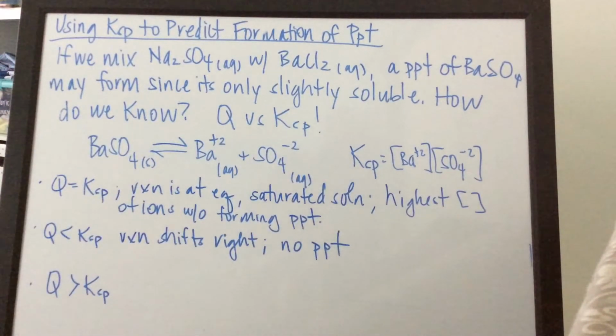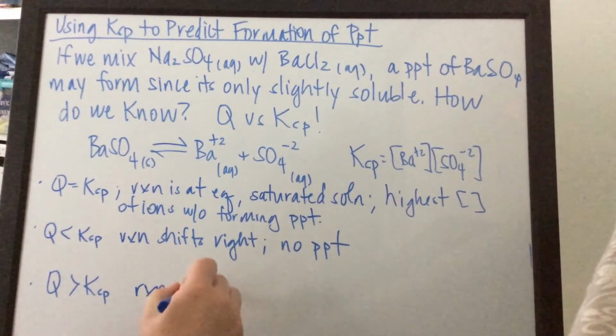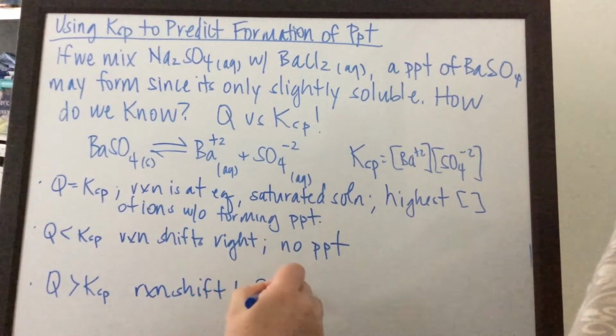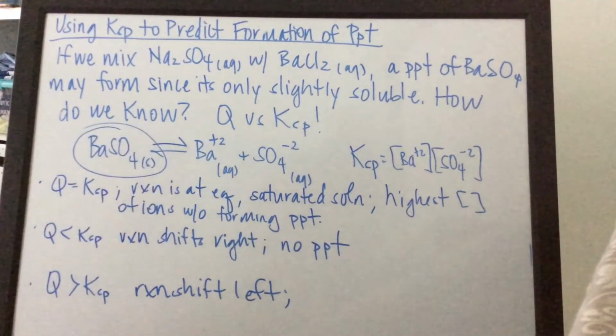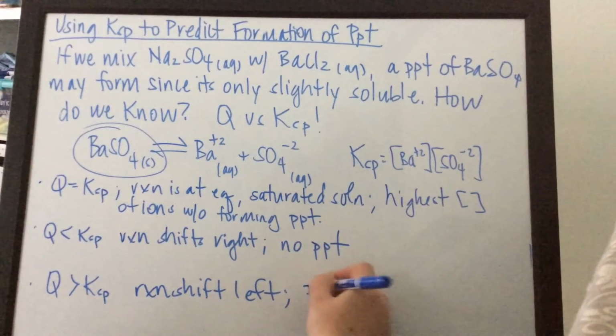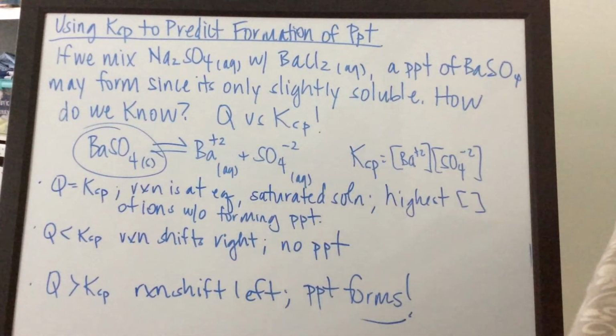But then the reverse is true. If Q is greater than KSP and we need to decrease the value of Q, the reaction will shift left. And if the reaction shifts left and creates the solid form, then we have a precipitate that forms. Again, just like we talked about in Q versus KC or KP, there's no reason to memorize these situations, it's just a common sense approach to thinking about it.